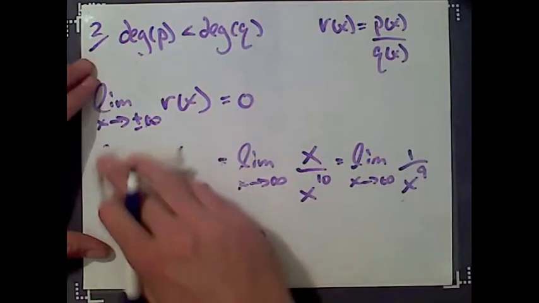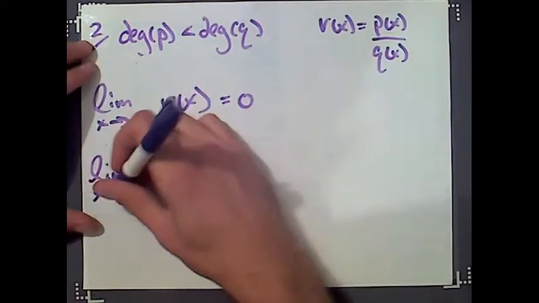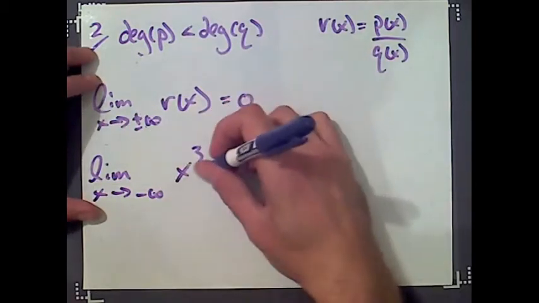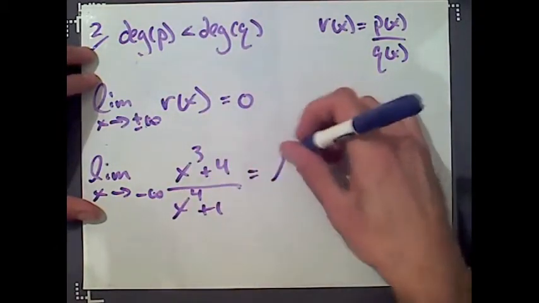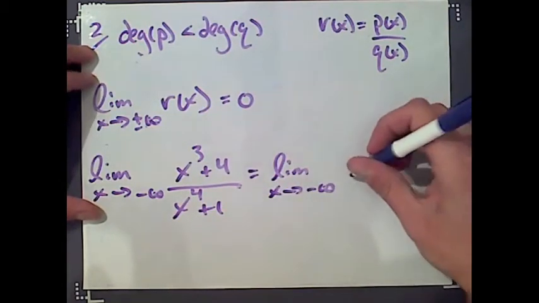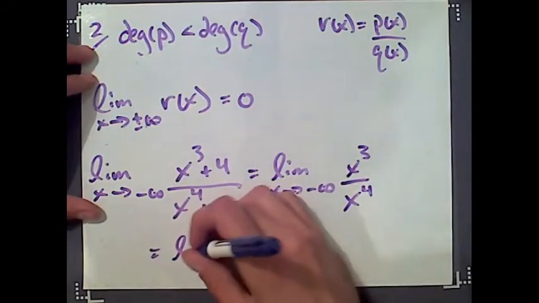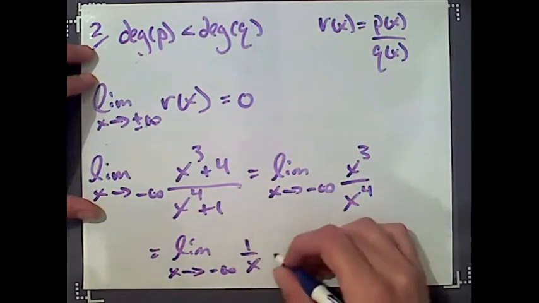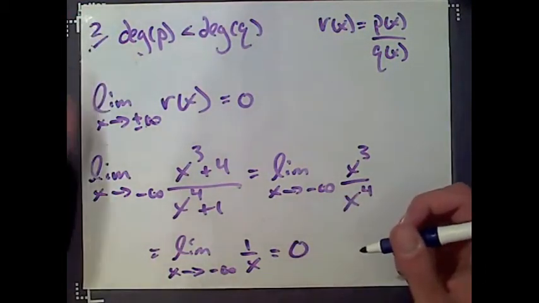One more in case 2. Take the limit as x goes to negative infinity of x to the power of 3 plus 4 over x to the power of 4 plus 1. Again, just take the leading terms. We get x cubed over x to the power of 4. After canceling factors of x, we get 1 over x, which as x goes to negative infinity approaches 0. So in this case, we always get 0.